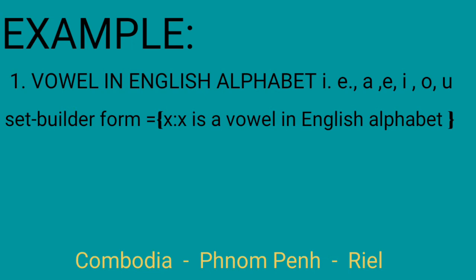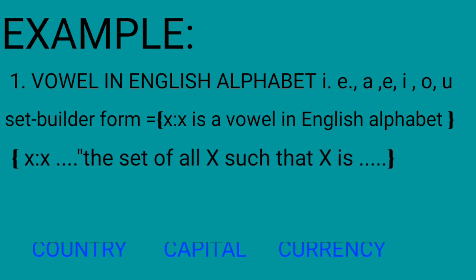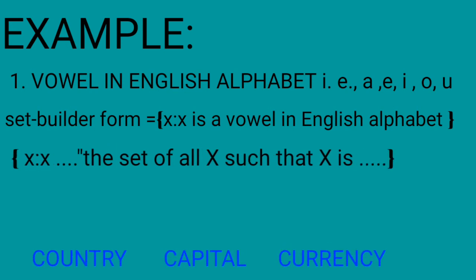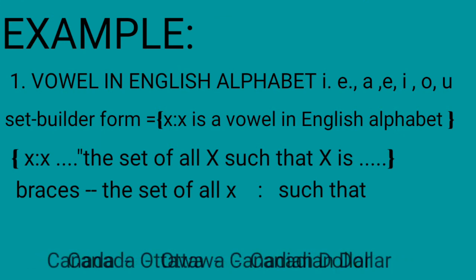A set in set builder form is read as, you see, curly bracket x semicolon x, read as the set of all x such that x is. Here the bracket stands for the set of all x. Semicolon stands for such that. So here our set is vowels. So it is read as the set of all x such that x is a vowel in the English alphabet.